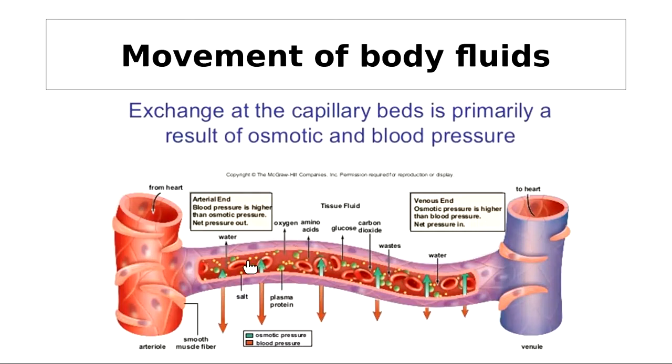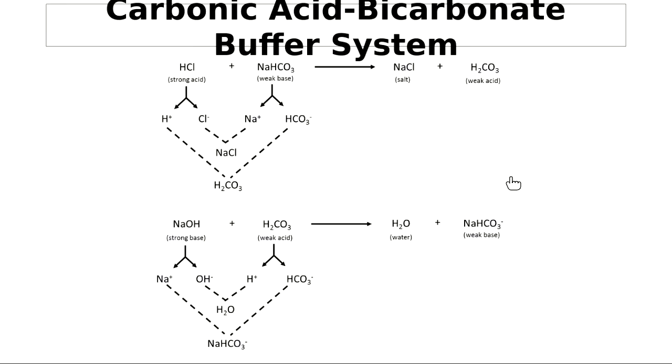So let's look at some of these buffer systems briefly here. Here's the first one we're looking at: the carbonic acid bicarbonate buffer system. A weak base and a weak acid are used to buffer a strong acid and a strong base. Here's a strong acid at the top, hydrochloric acid, being buffered with a weak base to produce salt, which doesn't have anything to do with pH, and a weaker acid, carbonic acid.